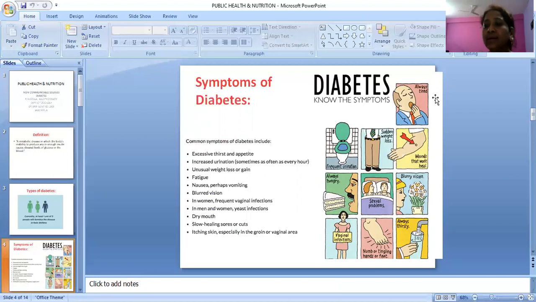In these pictures also you can see they will be always tired like this. Then frequent urination, sudden weight loss, wounds that won't heal, always hungry, sexual problems, blurry vision, vaginal infections, numbness or tingling in hands and feet, always thirsty. Okay.